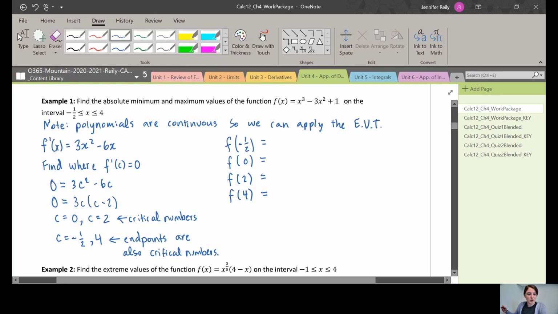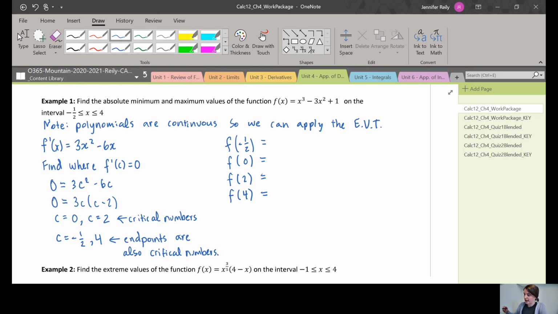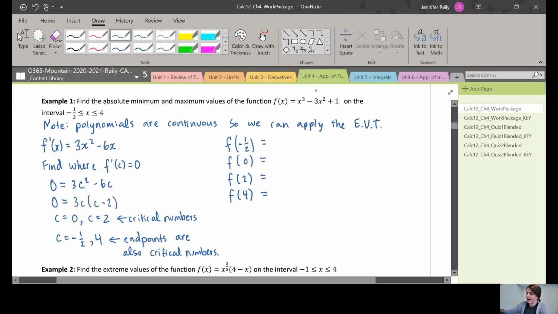So if you plug in, you can just believe me, or you can do it yourself just to make sure you understand. So if you plug in negative 1/2 into f of x, you get 0.125. If you plug in f of 0, you get 1. If you plug in f of 2, you get negative 3. And if you plug in 4, you get 17. Okay, so now we just look for the lowest and the largest.